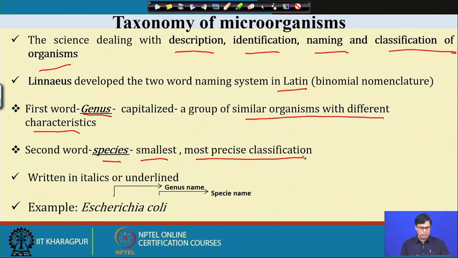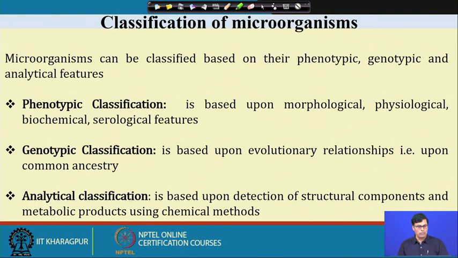Now I can give the example of Escherichia coli, largely used in biochemical processes. Escherichia is the genus name and coli is the species name. So you can see this is Escherichia, the genus, and E. coli is the species.